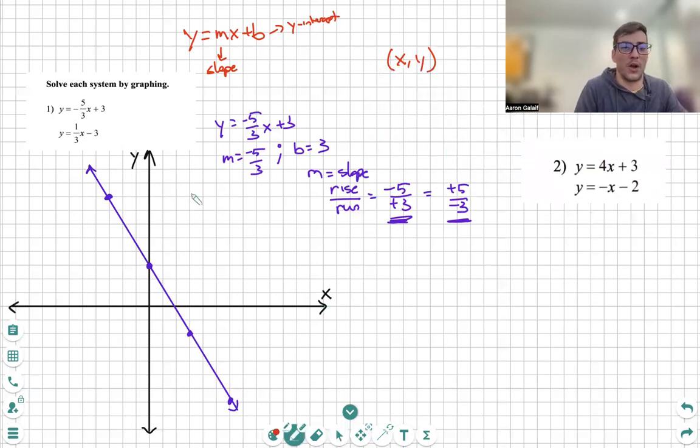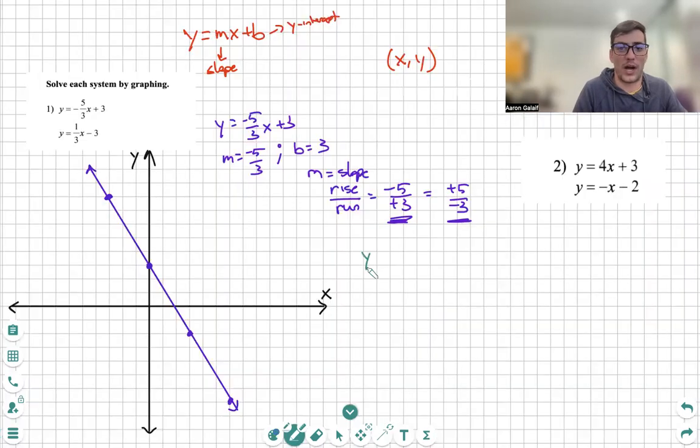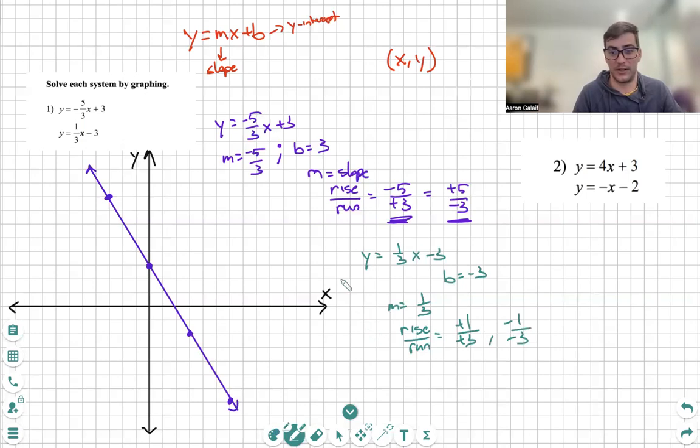So let's jump straight into it. Let's do a different color, green. Y equals 1/3 x minus 3. Let us recall that B is -3, and my M is 1/3. So my rise over run is +1 over +3 or -1 over -3.